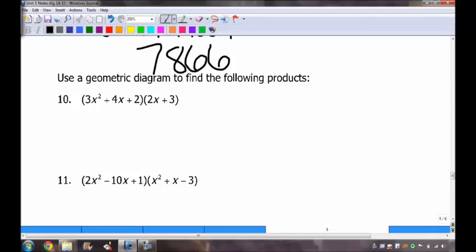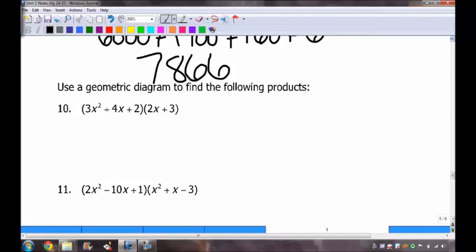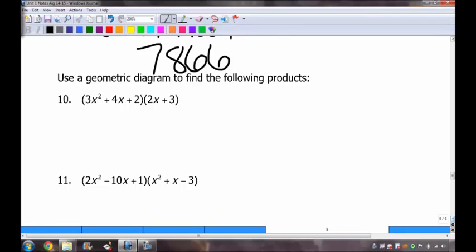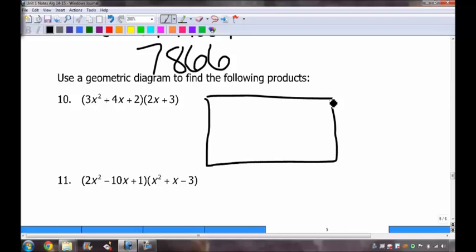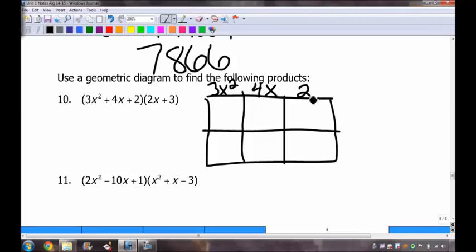So use the geometric diagram to find the following product. Let's do question number 10, and in question number 10, we are going to have a 3x2 or a 2x3. It's up to you however you want to do it. I'm going to have a 3x2 this way so that you can see the relationship between this and the previous example. So we have 3x squared and then 4x and 2 right here. And then on the side, I'm going to put 2x and 3 right here.